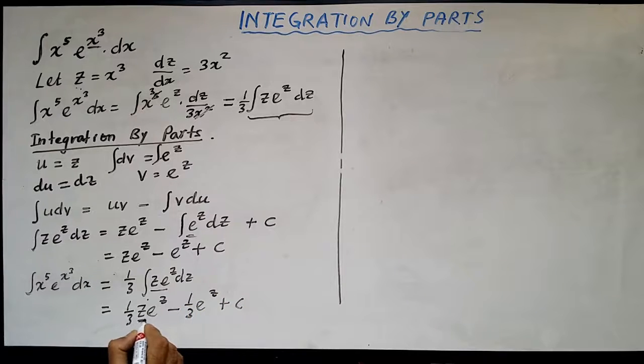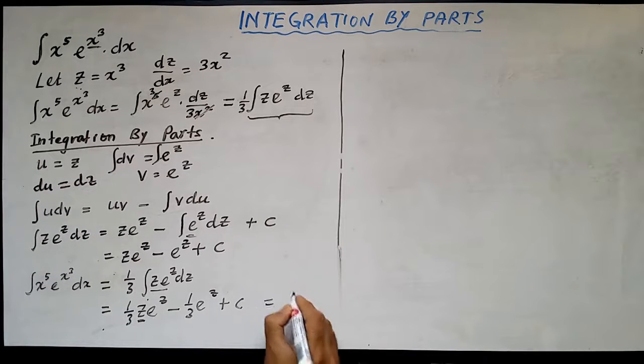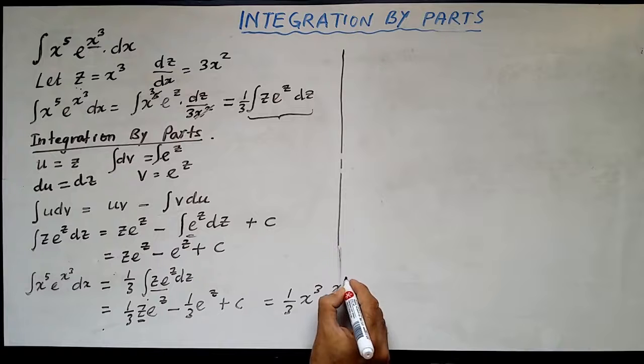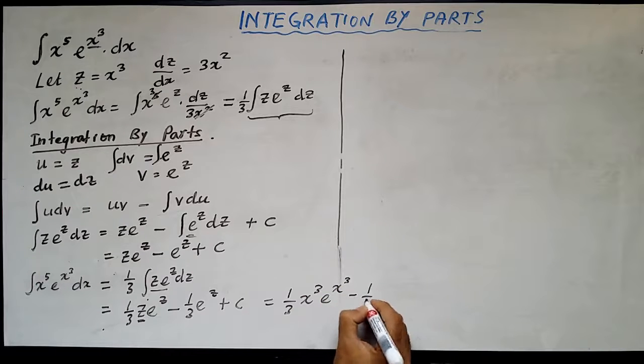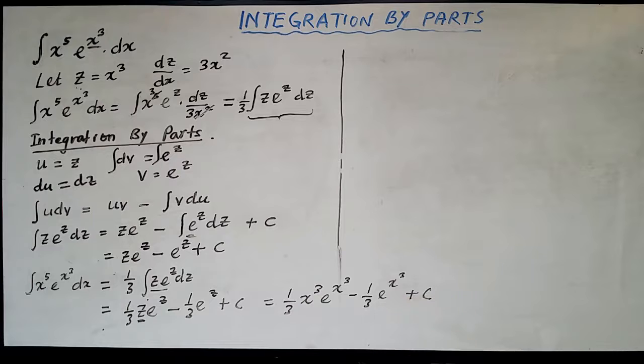So now we just have to resubstitute z equal to x cubed to get the final expression. So we get 1/3 x cubed e to the power x cubed minus 1/3 e to the power x cubed plus c.